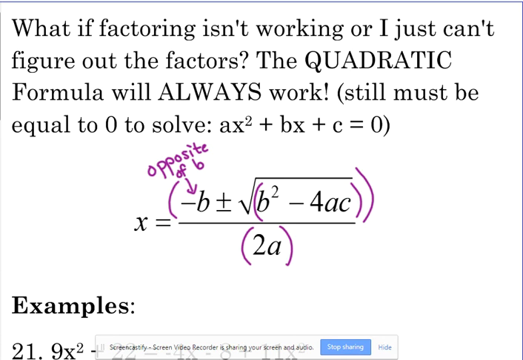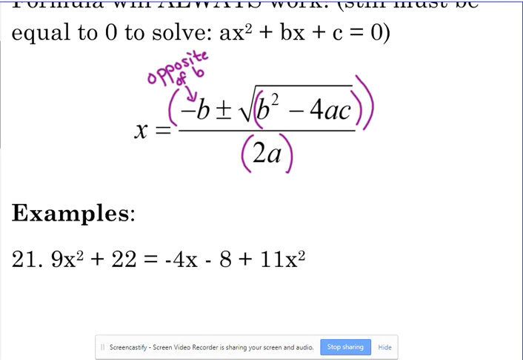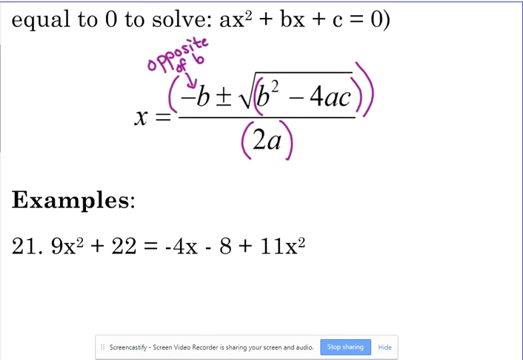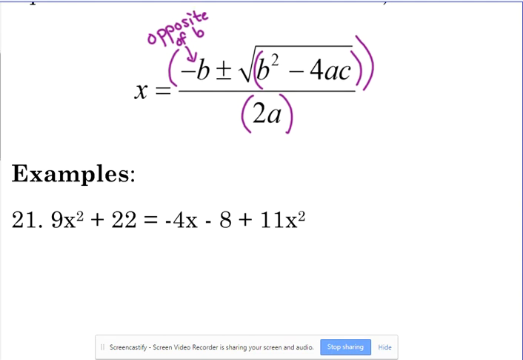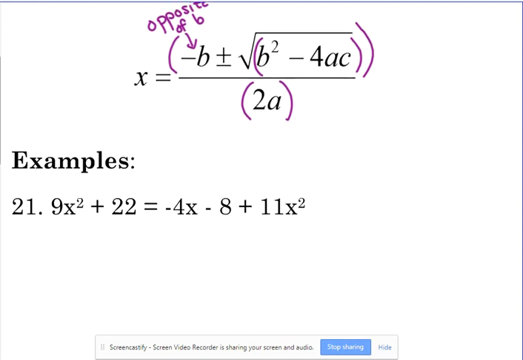Okay, so let's use this. Let's look at number 21 on your worksheet there. We've got 9x squared plus 22 is equal to negative 4x minus 8 plus 11x squared. We got a lot of terms on both sides. Now, let's do this.